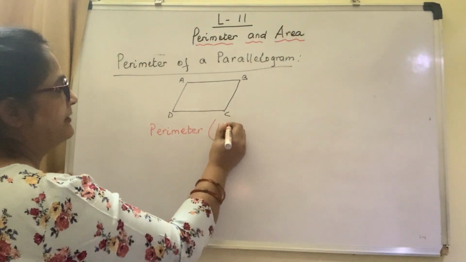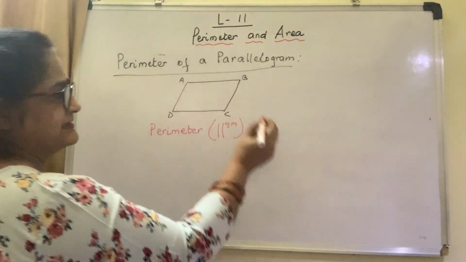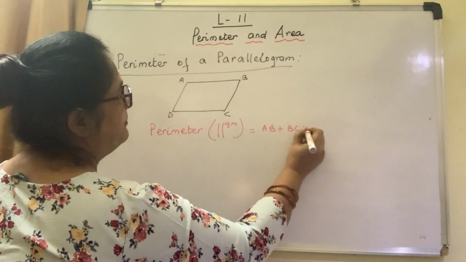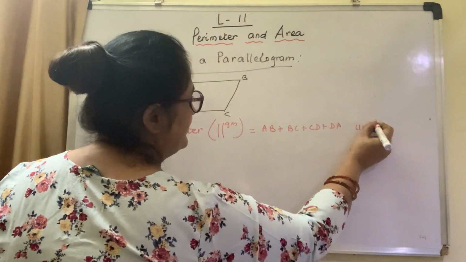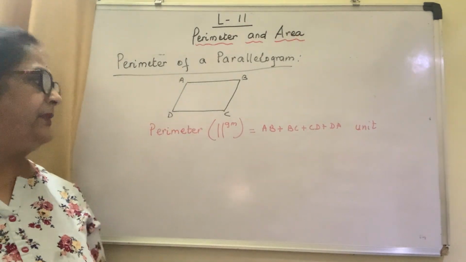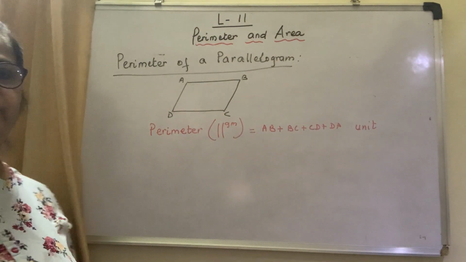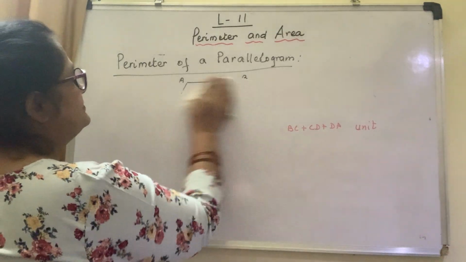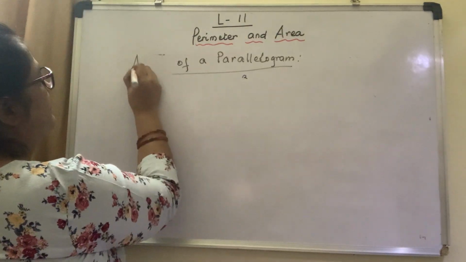of the parallelogram is given by the sum of the sides. The sides are AB plus BC plus CD plus DA. That unit will give you the perimeter of this parallelogram. Okay. Now to go on to the area of a parallelogram. Remember, perimeter is just the sum of the boundary. Next we go to area of a parallelogram.